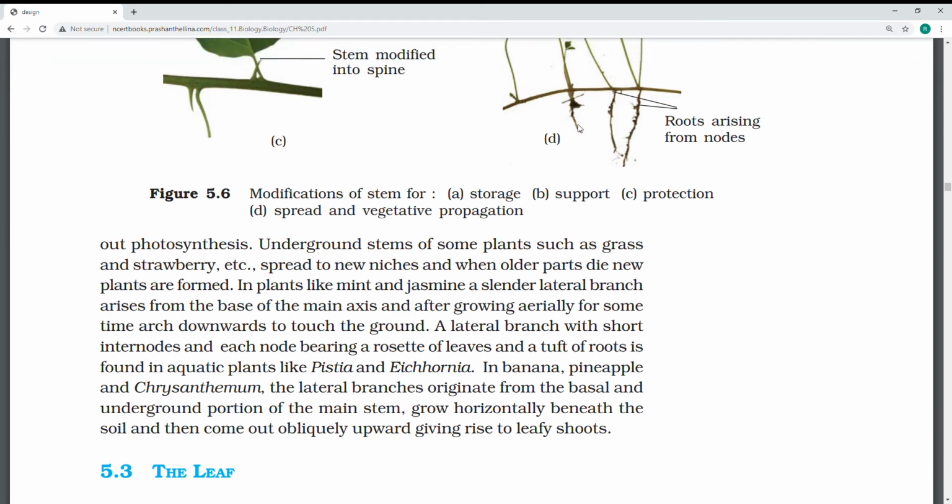Then offset, suppose Eichhornia: the offset has a rosette of leaves with a tuft of roots, found in aquatic plants, Pistia, Eichhornia. It is like a short, thickened horizontal branch, shorter and stouter than a runner. So the dependent structure, when it is small, is called an offset. When it is long, it is a runner. So the tuft of leaves is based on that.